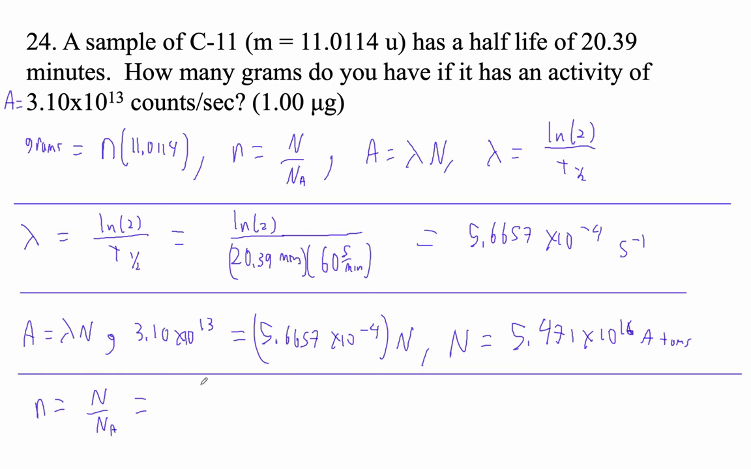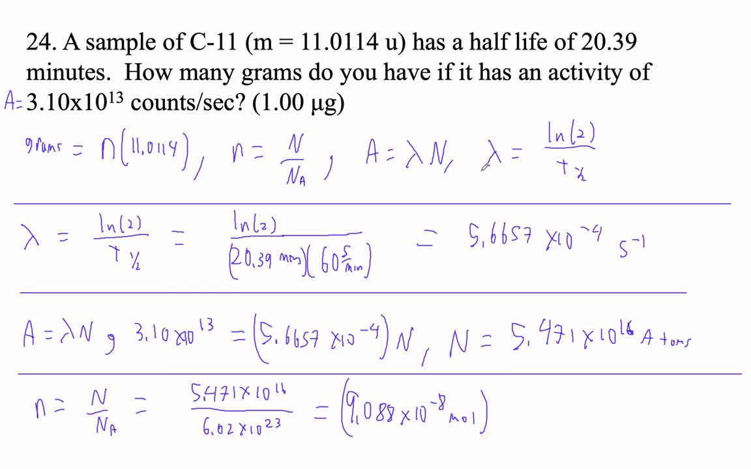It's going to be 5.471 times 10 to the 16th divided by Avogadro's number. It won't even be a whole mole. So divided by 6.02 E23, and that is 9.088 times 10 to the minus 8th moles. We almost have the right answer.